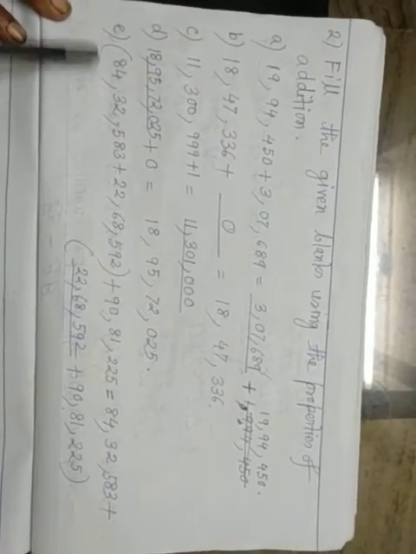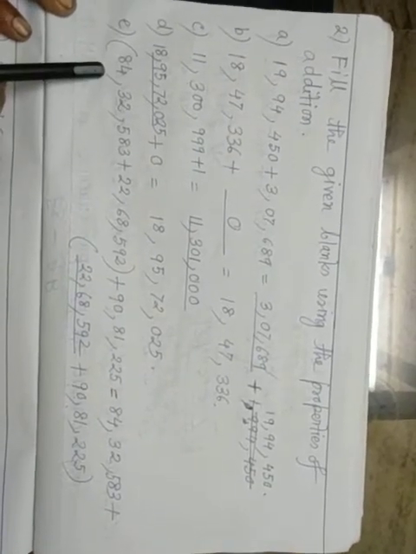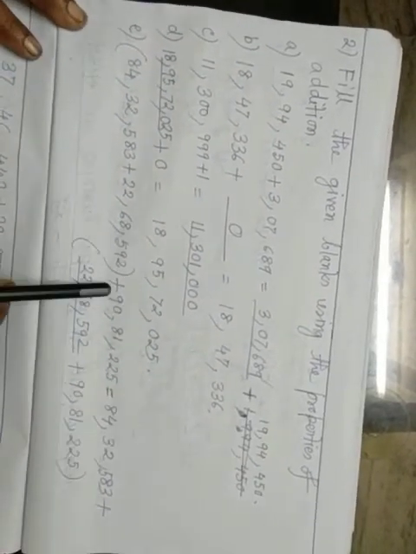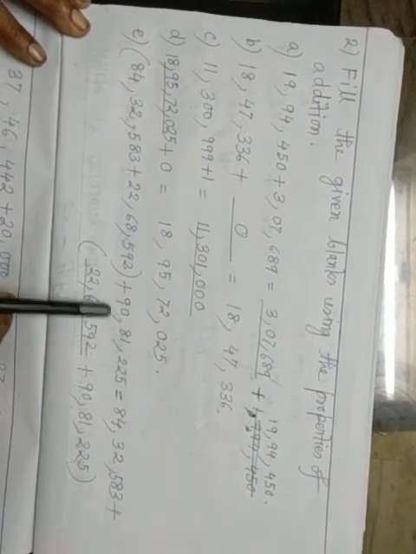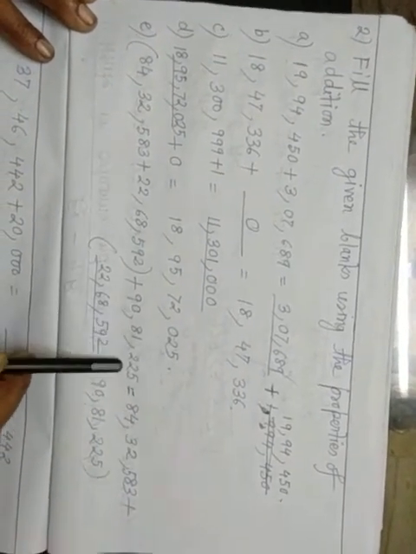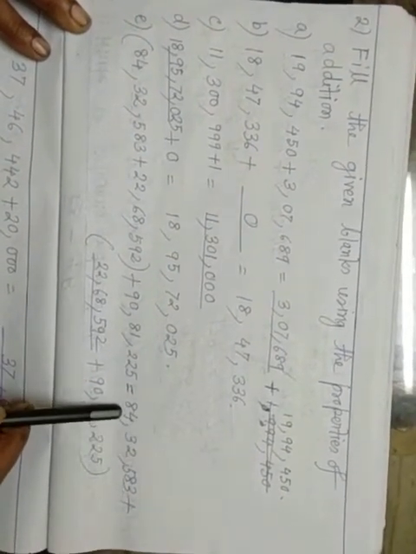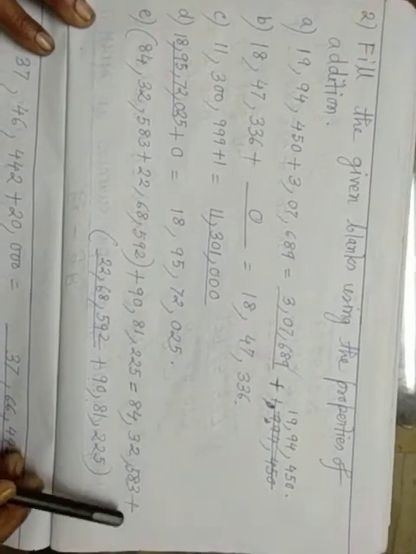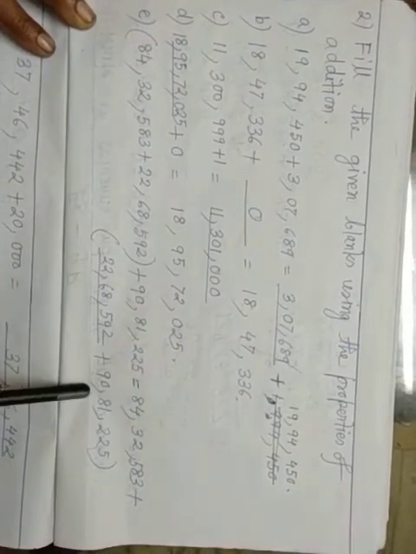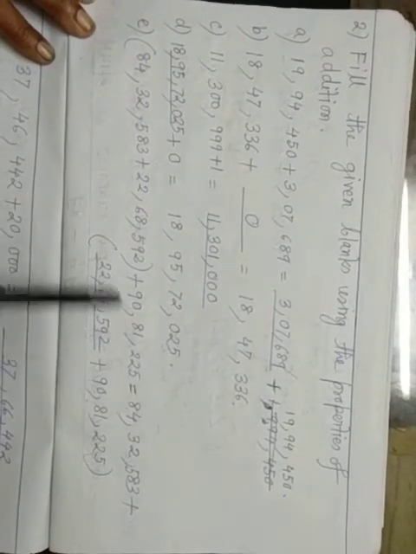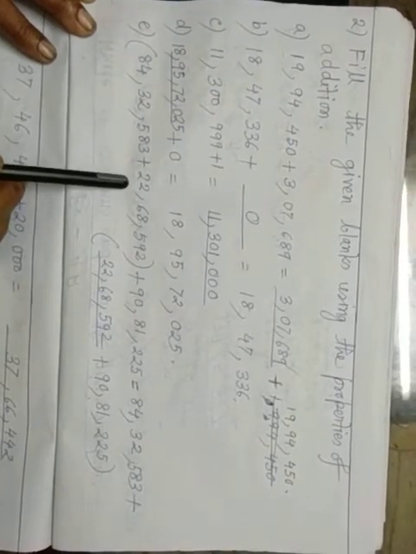First bracket: 84 lakh 32,583 plus 22 lakh 68,592 plus 90 lakh 81,225. So 84 lakh 32,583 plus blank equals 90 lakh 81,225. So this is blank. Which number is missing here? 22 lakh 68,592. Okay.